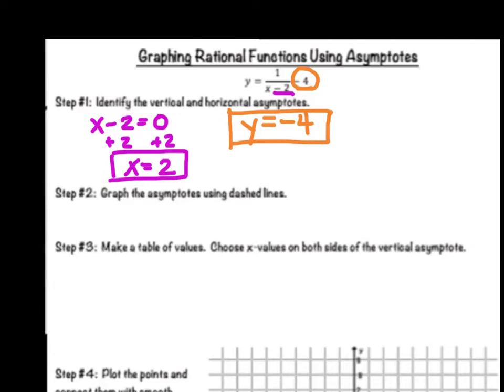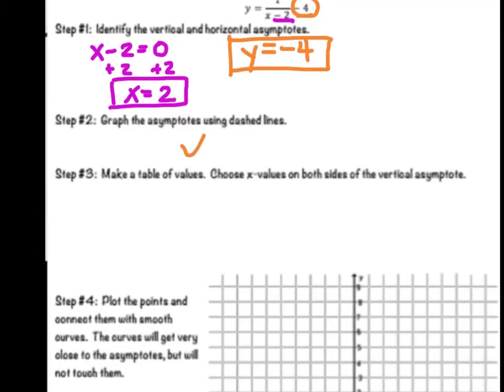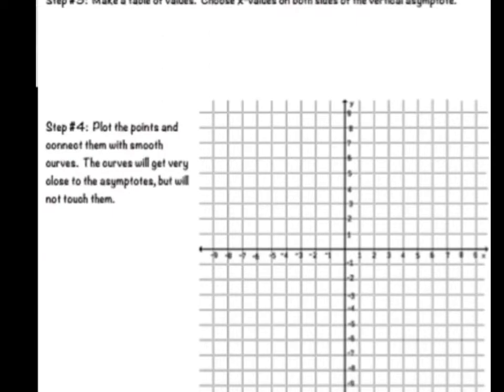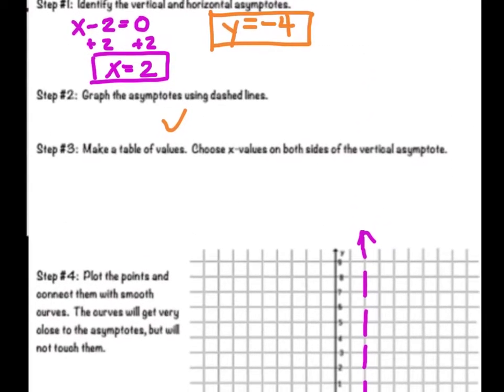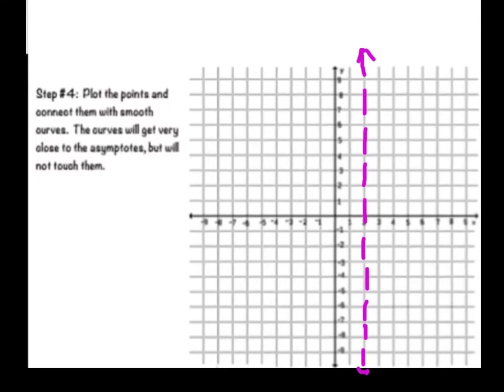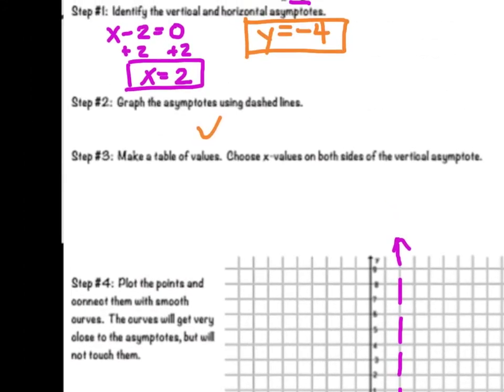So from there, we need to graph our asymptotes. We have x is equal to 2, so we have a vertical line here. Now our horizontal line is y equals -4, so we're going to draw a horizontal line at -4. So we have a horizontal and vertical line.